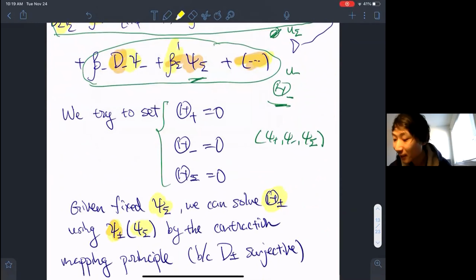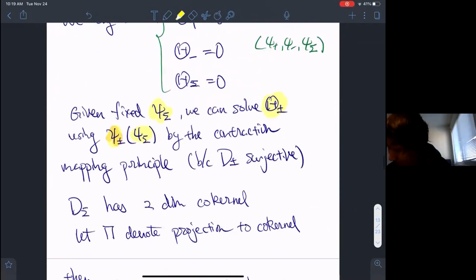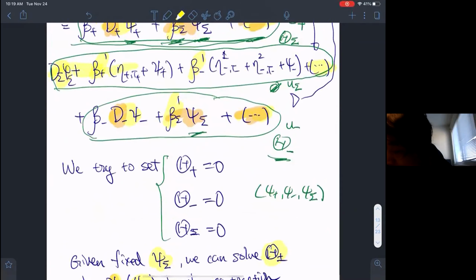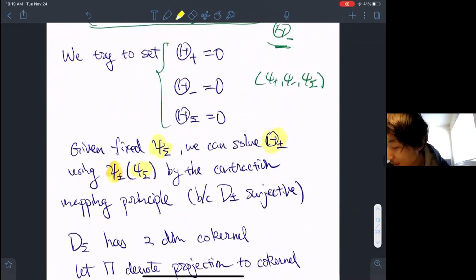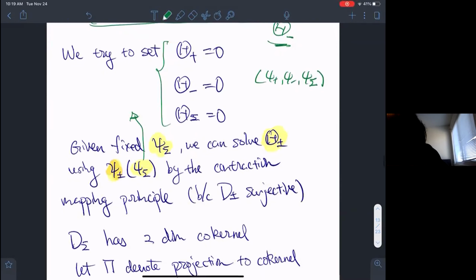And I'm going to feed it back into the middle equation, theta sigma. I'm going to try to solve for that. So sorry for the bad annotation. Feed this into theta sigma. Now this is just a function of psi sigma, and we try to solve.